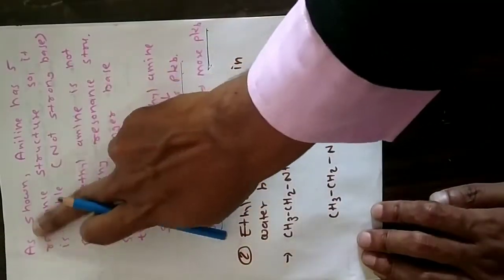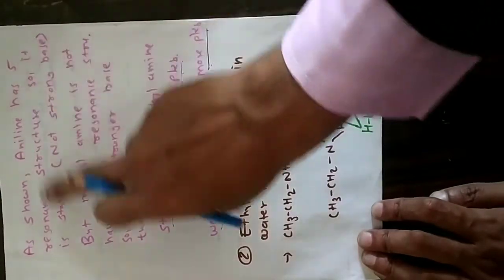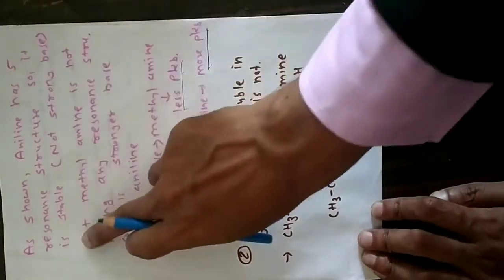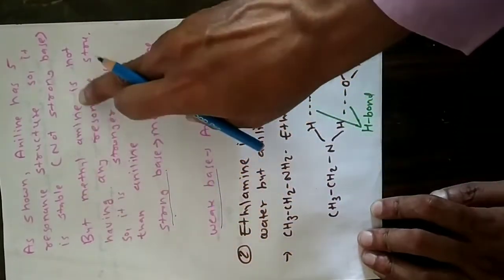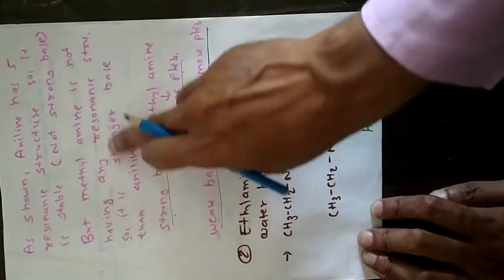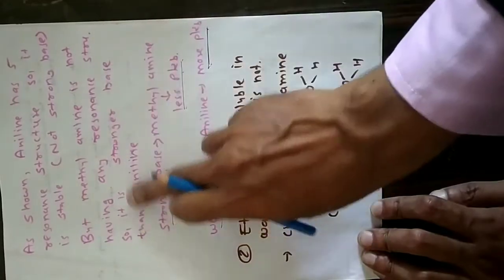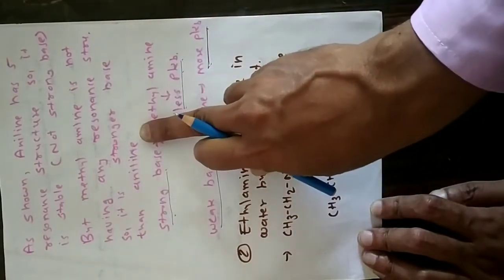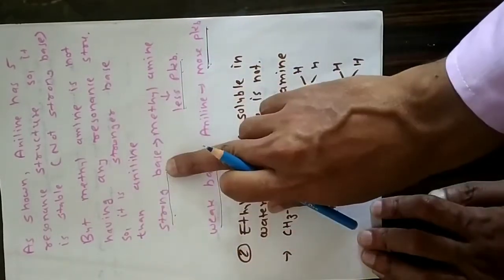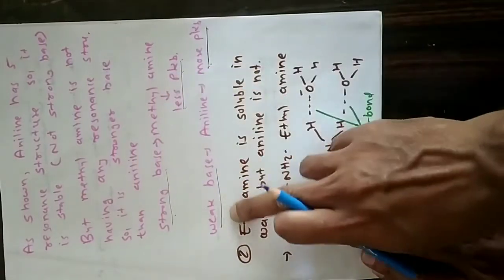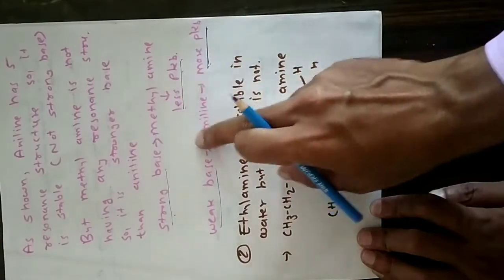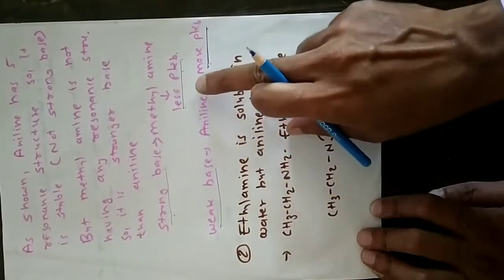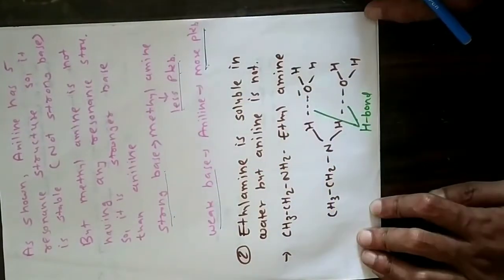Here you can see, as shown, aniline has 5 resonance structures, so it is stable, not a strong base. But methylamine does not have any resonance structure, so it is a stronger base than aniline. Now stronger base means less pKb value, weak base means more pKb value. That's why aniline has more pKb value than methylamine.